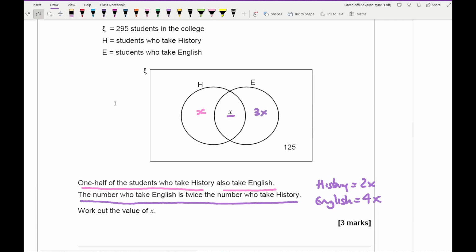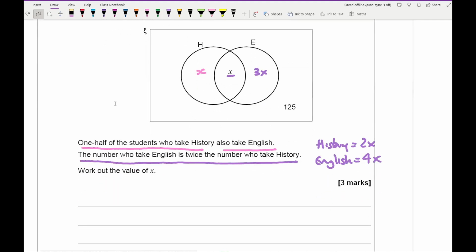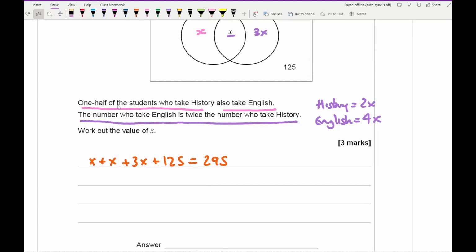Now from this, what we can then do is we know that the total number in that Venn diagram has to add up to 295. So therefore what we've then got is x plus 3x plus 125 equals 295. So from this, if I simplify, I get 5x plus 125 equals 295. So 5x is going to equal 170.